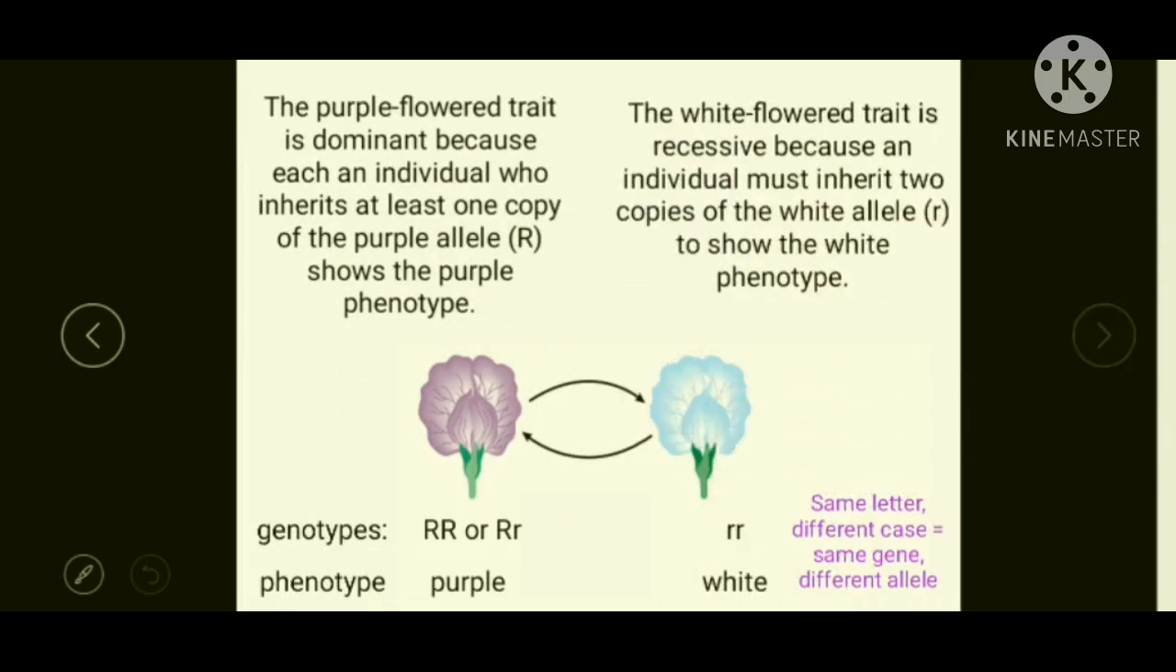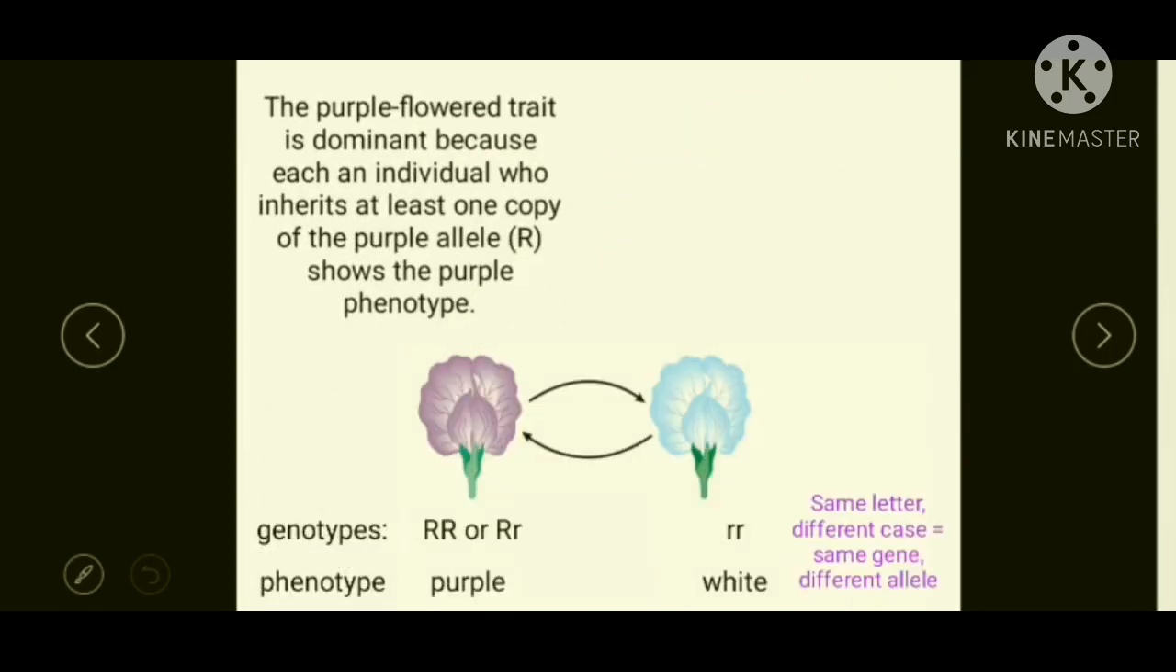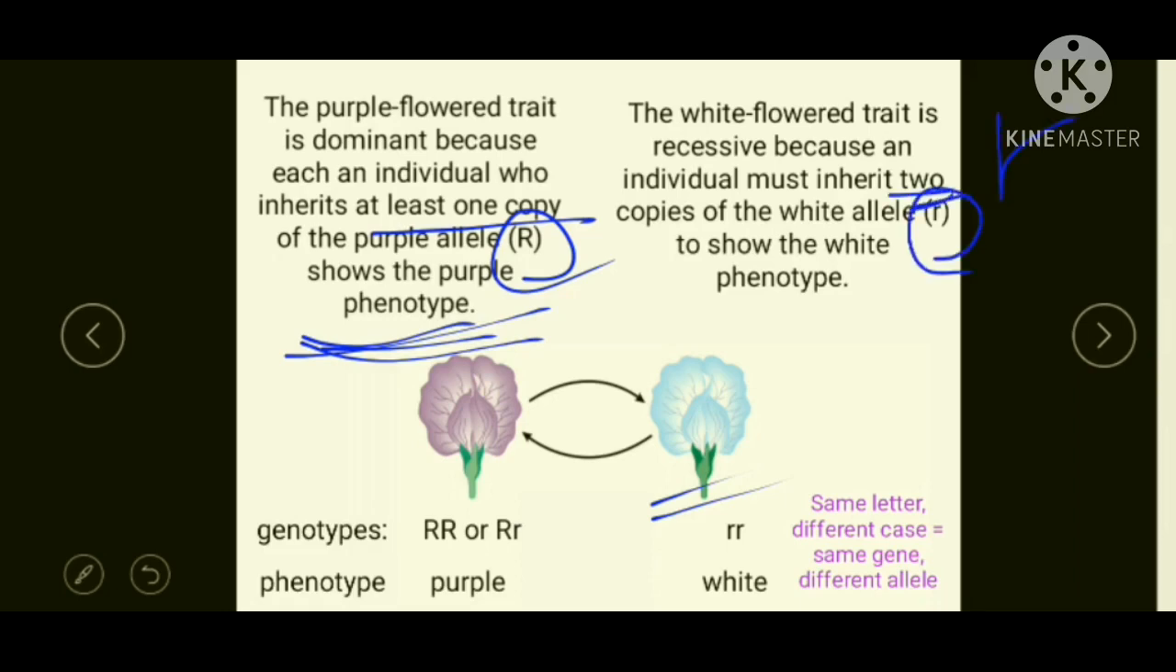Here at the end, the purple flower trait is dominant. Why? Because each individual who inherits at least one copy of the purple allele, capital R, shows the purple phenotype, not genotype, the purple phenotype. And the white flower is recessive. Why? Because an individual must inherit two copies of small r to show the white phenotype.